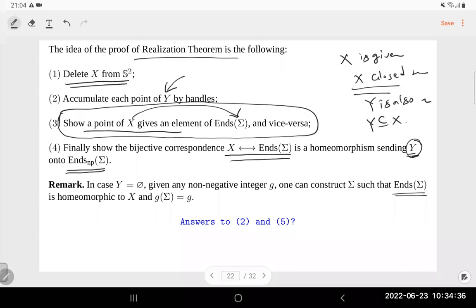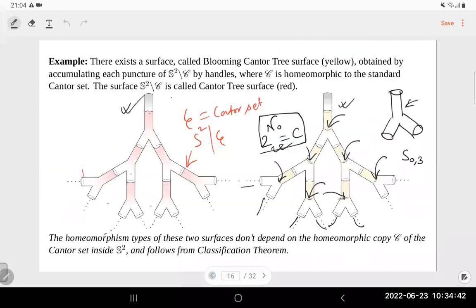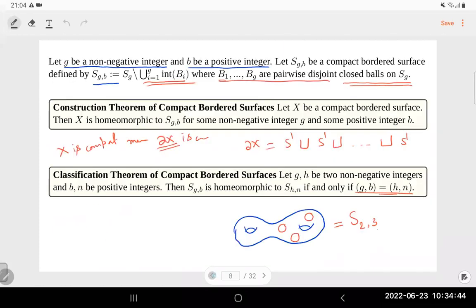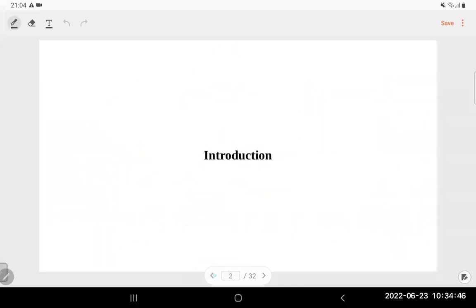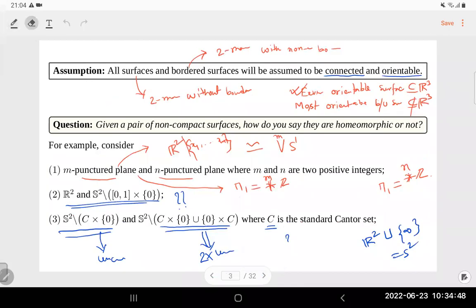Okay, so now we want to answer question number 2 and question number 5. So what is question number 2? Where is question number 2?